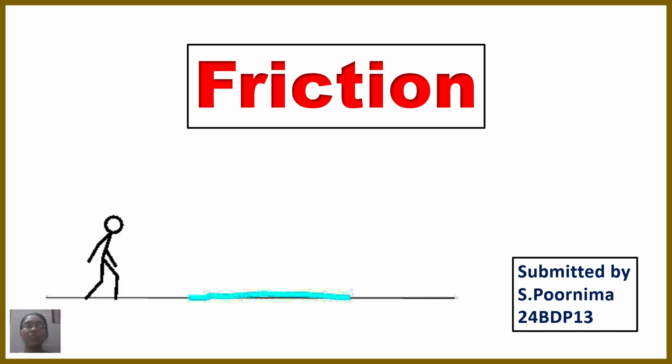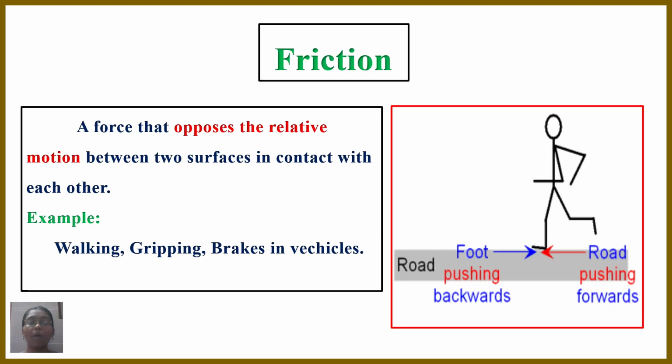So today in this video we are going to discuss friction and its types. Now, how can you define friction? It is a force that opposes the relative motion between two surfaces in contact with each other.